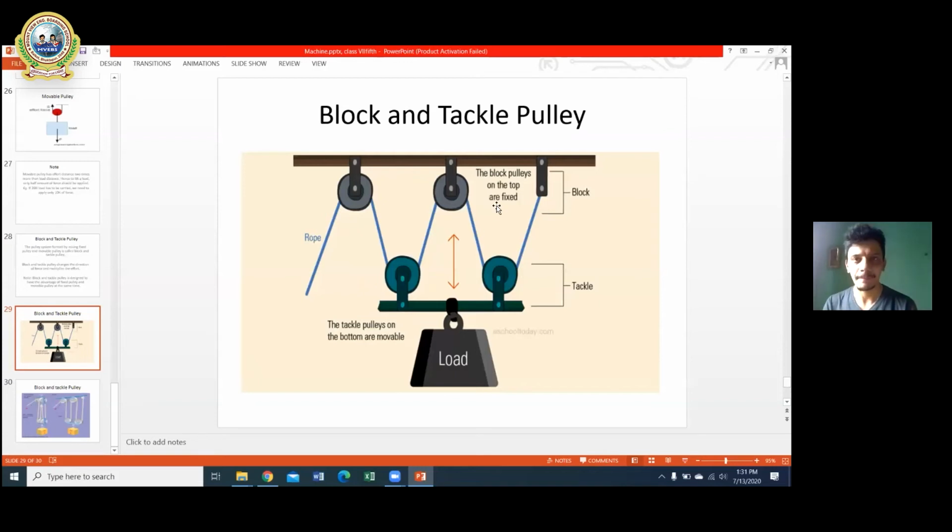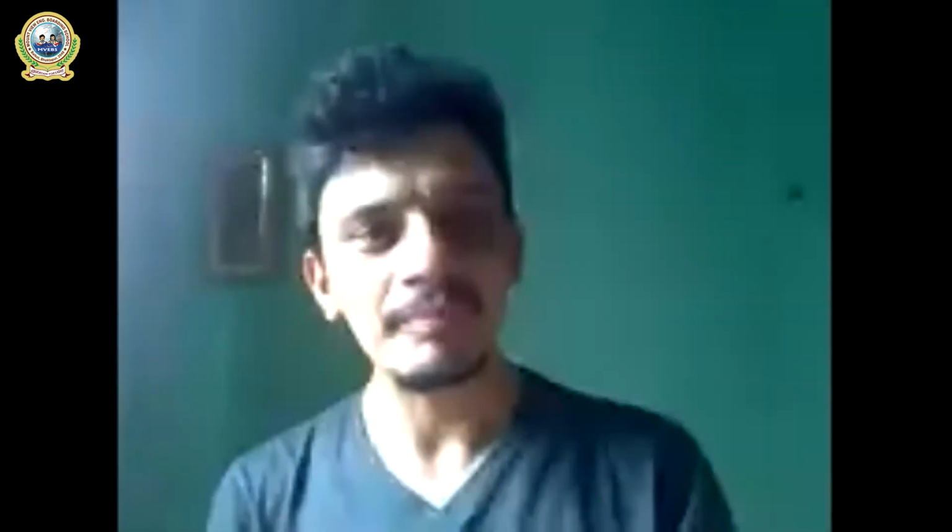Students, are you clear about block and tackle pulley? Sometimes we need a fixed pulley. Sometimes we need to change the direction of force, so in that case we can use a fixed pulley. Sometimes we need to multiply the force, in that case we can use a movable pulley. And sometimes we need to have both advantages. Once we need two things: we need to change the direction of force, and at the same time we need to multiply the force. So in that case we can use block and tackle pulley.